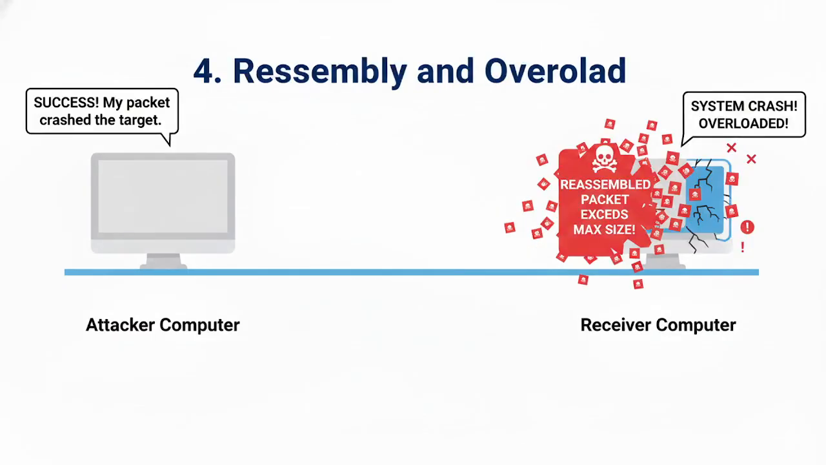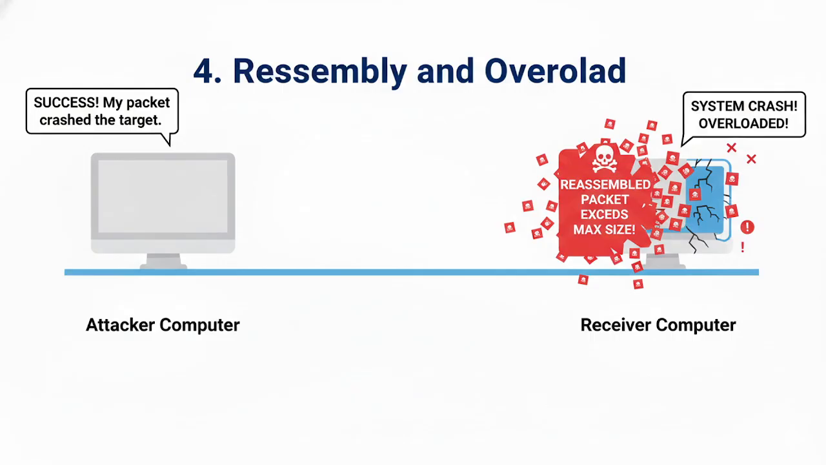The last step, which is step 4, is reassembly and overload. This is the critical stage where the ping of death attack achieves its goal. On the left, the attacker computer observes its handiwork, exclaiming success. My packet crashed the target. The malicious oversized packet has done its job.